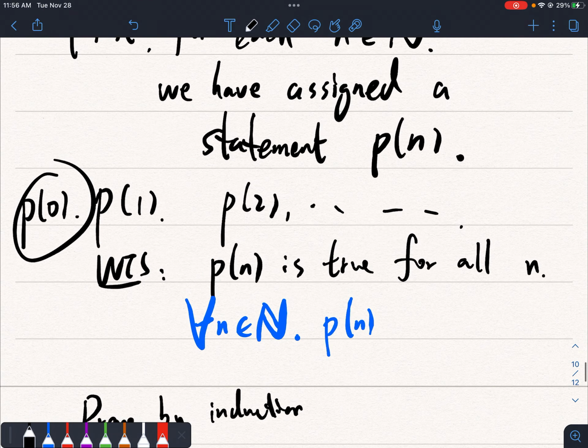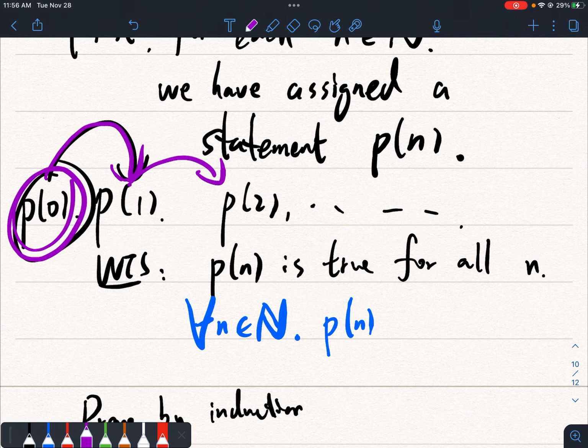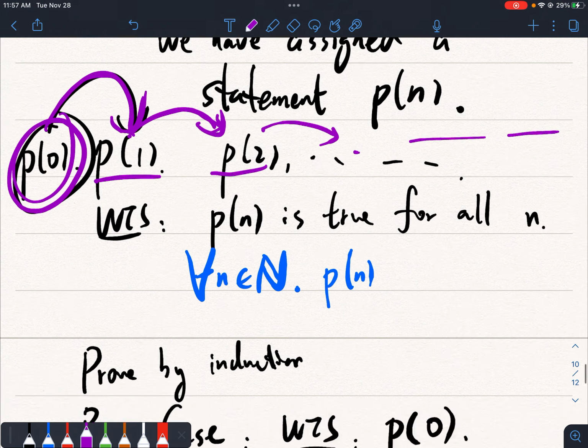All you need to show is that if the previous one is correct, then you can deduce the next one. Because you have shown the first one is correct, and each implication is correct, you can use the first one implies the second one to deduce that the second one is correct, and then the second one implies the third one to deduce that the third one is correct, so that you can show everyone is correct, right?